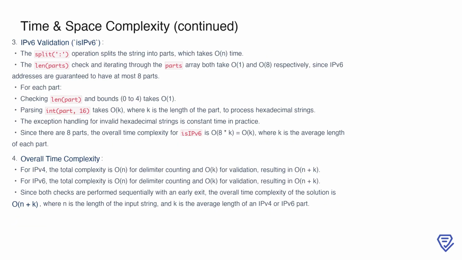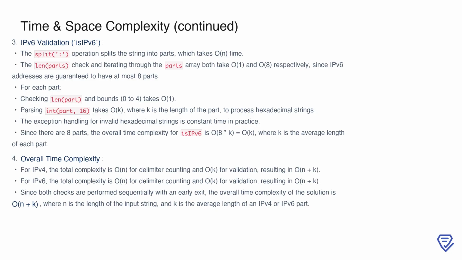For IPv6 validation, the string is split into parts using split, which also takes O(n) time. IPv6 addresses are divided into at most 8 parts. Validations such as checking the length of each part, ensuring it is within bounds, and parsing it as a hexadecimal number each contribute to the complexity.